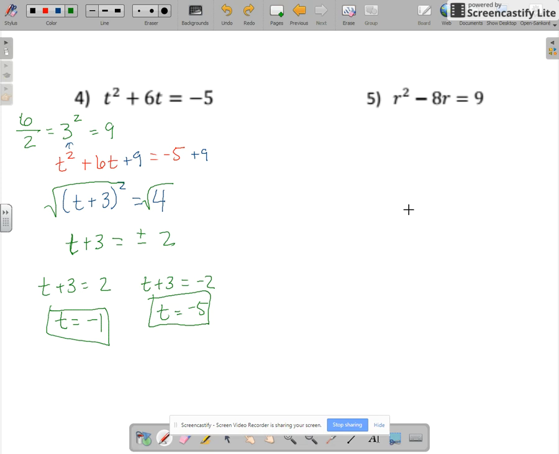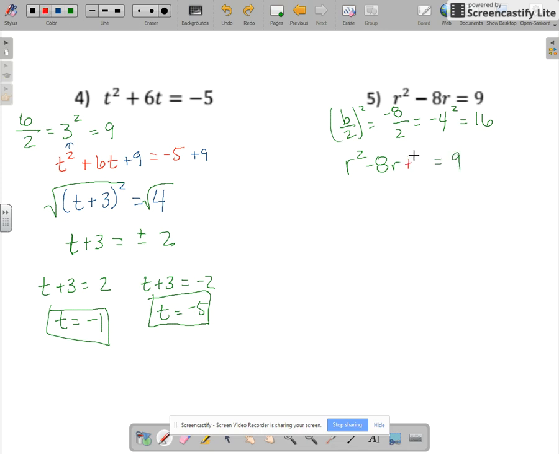Okay. And our last one, r squared minus 8r is equal to 9. Okay, so our constant is on one side, our squared and linear term is on the other. So we go ahead and find b divided by 2, quantity squared. So -8 divided by 2 is -4. -4 squared is +16.